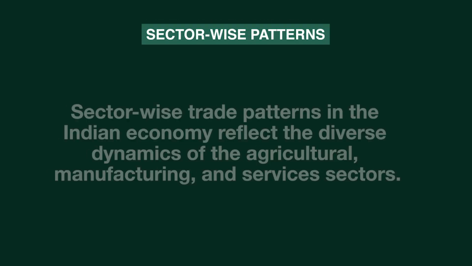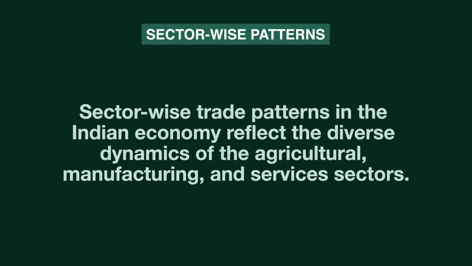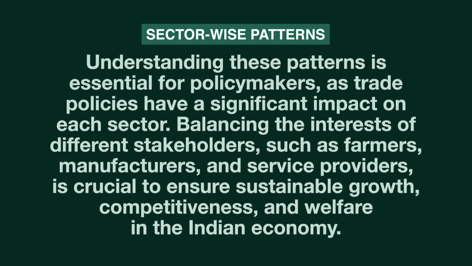This brings us to the question of what the sector-wise patterns are. Sector-wise patterns mainly refer to the diverse dynamics of agriculture, manufacturing, and services. Policymakers take this up, and the balance can be done by different stakeholders, starting from the farmers, referring to the agro-processing farmers in today's agriculture, manufacturers, and definitely the different subsectors in services which benefit from this model. As a result, this will address the sustainable growth, competitiveness, and welfare of the entire Indian economy.